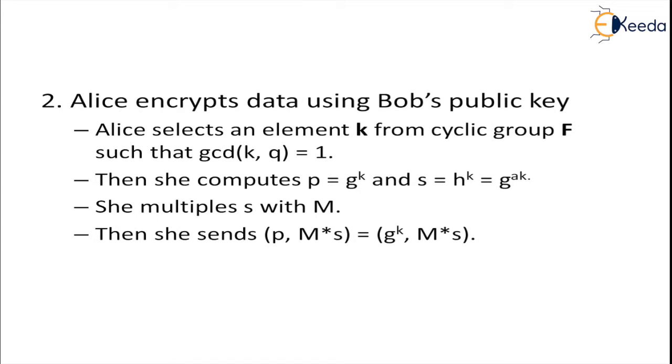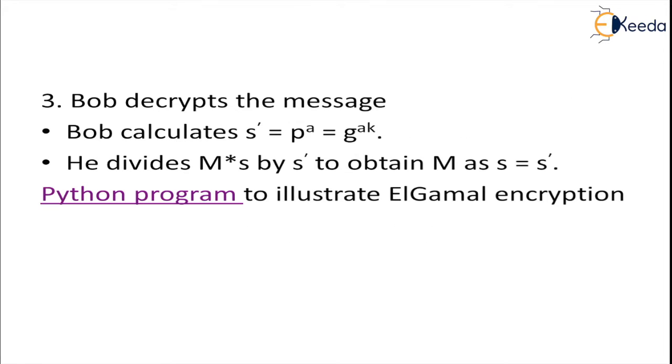The second step is that Alice encrypts the data using Bob's public key. Alice selects an element k from the cyclic group such that GCD of k and q is equal to 1. Then she computes p equal to g raised to k, and s equal to h raised to k, which is equivalent to g raised to ak. Then she multiplies s with the message m, and sends p and m times s, that is g raised to k and m times s. This is the message that we are going to send.